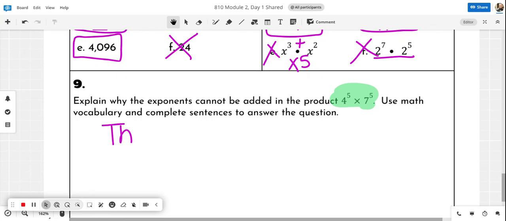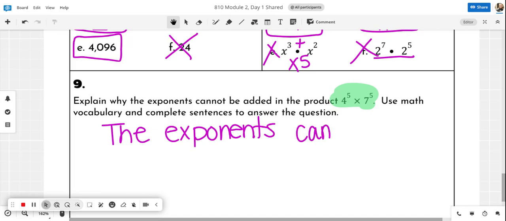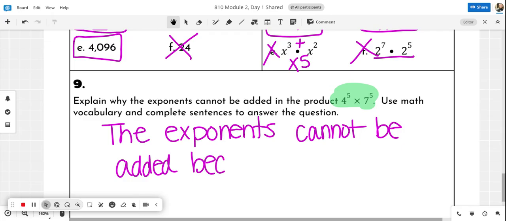So the exponents cannot be added because they do not have the same base.